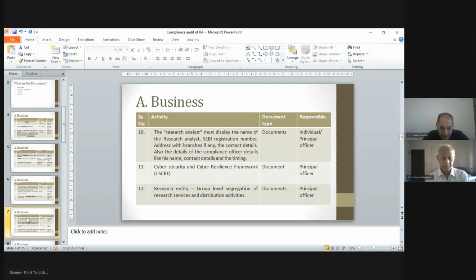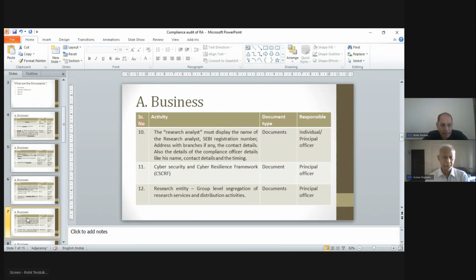Okay. Point number 11, cyber security and cyber resilient framework. This is applicable to certain research analysts only. So it is the responsibility of the principal officer to comply with these guidelines or framework.